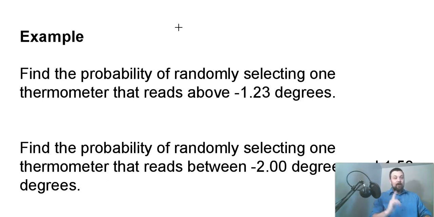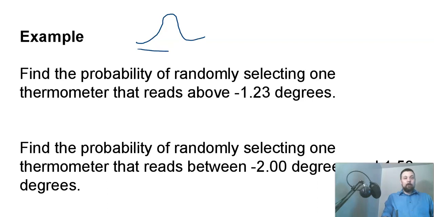I'm sorry about that. Find the probability of randomly selecting one thermometer that reads above negative 1.23 degrees. So again, I'm going to draw a picture to help me figure out the lower bound and the upper bound, and just to have a sense of the area that I'm trying to find.